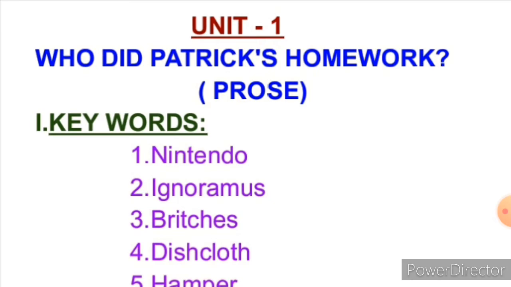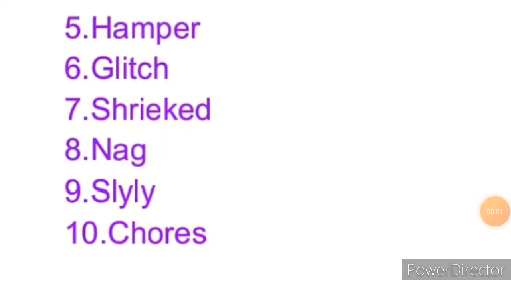Look at the first word, Nintendo. Second one, ignoramus. Third one, breeches. Fourth one, dishcloth. Now look at the fifth one, children. Hamper. Sixth one, glitch. Seventh one, shriek. Eighth one, nap. Ninth one, slyly. 10th one, chorus.